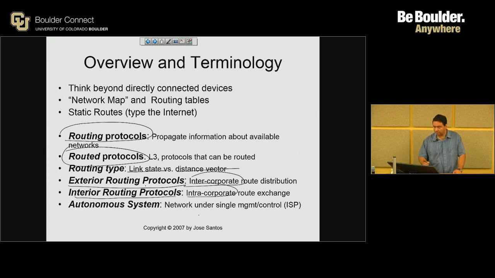Autonomous system: when you configure some of the routing protocols, they ask you to specify an autonomous system number. Basically, it's who owns that network. So in the case of BGP, every company has a different AS number. CU has its own AS number, Level 3 has its own AS number.